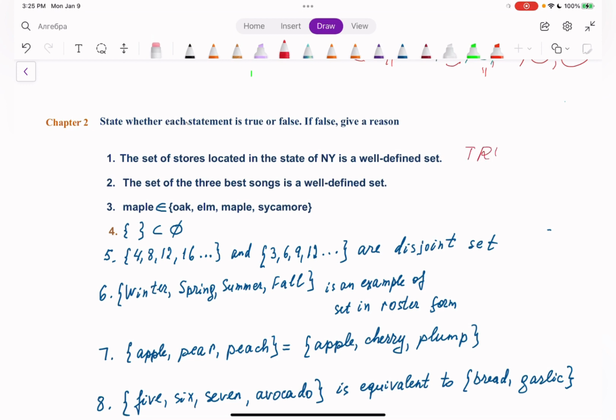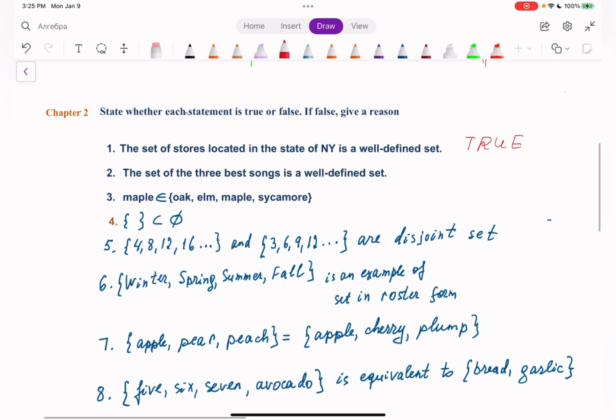Why? Because the set of stores, it's indeed obvious things. There is a set of stores. There is no question raised. We are not interested in which store. It doesn't build the statement in a way that we would question. So the set of stores in New York City is well defined. Let's read the next one.